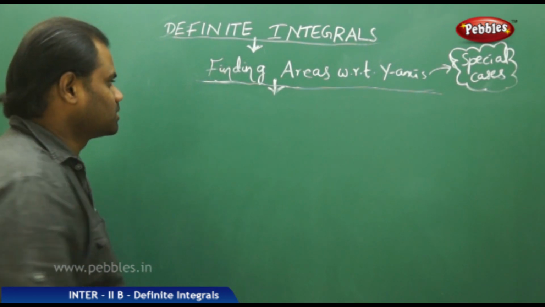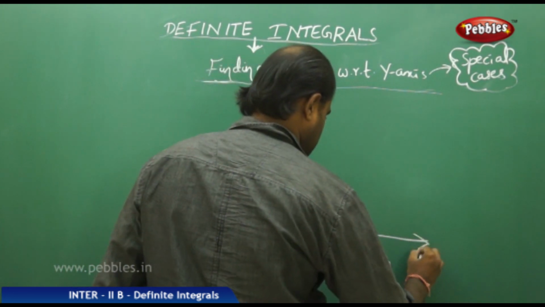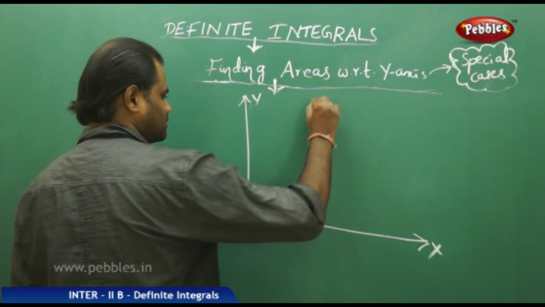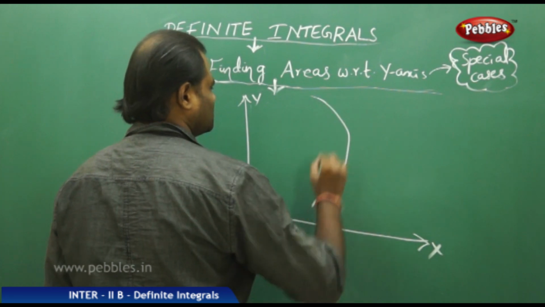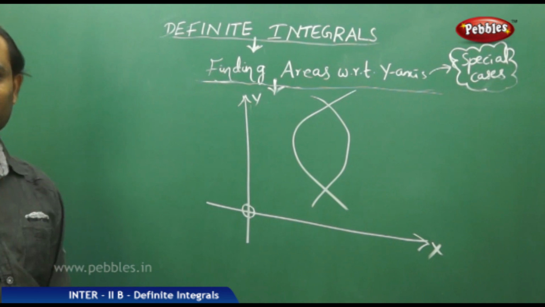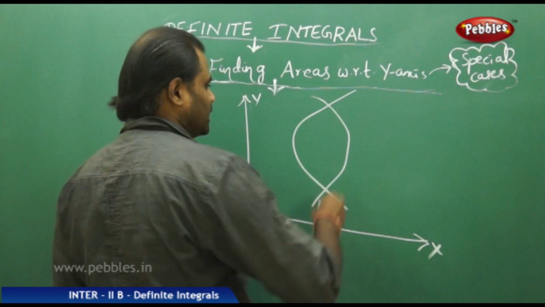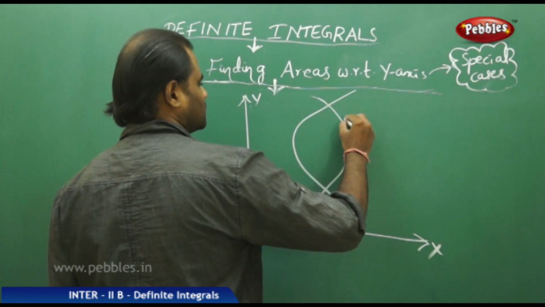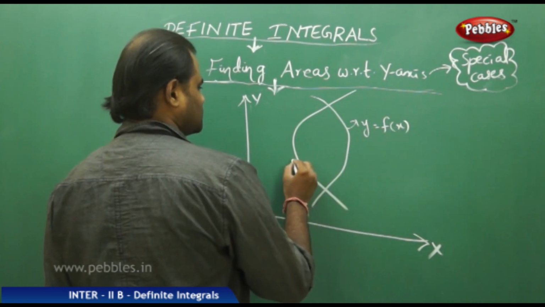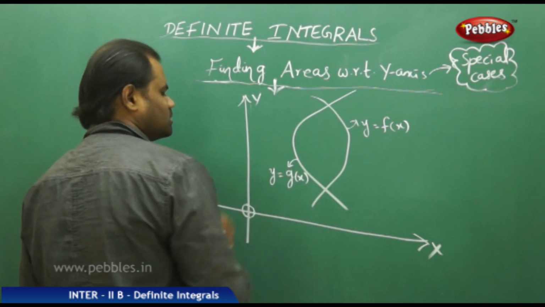Next, let's see the next special case where I have my x-axis and my y-axis, and I have two intersecting curves like this. So when I have two curves in this form, one of the curves, let me assume, is y equals f of x, and the other is y equals g of x.